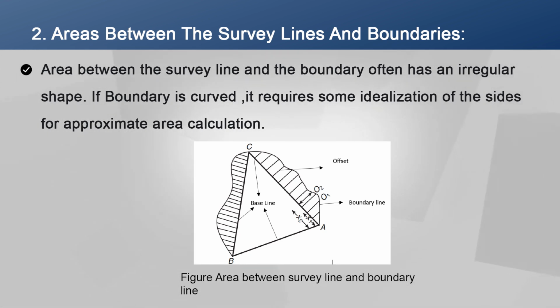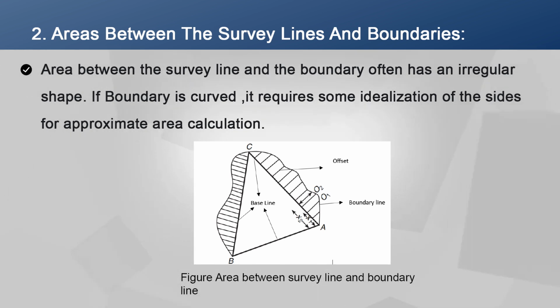For the calculation of area between the boundary and the survey line, one important challenge is drawing the offset. What is the offset? Offset is the perpendicular distance from the survey line to the boundary line. So, for calculating the area between the survey line and the irregular boundary, we have to draw a number of offsets at a regular interval, and these offsets are represented by O in this particular figure.